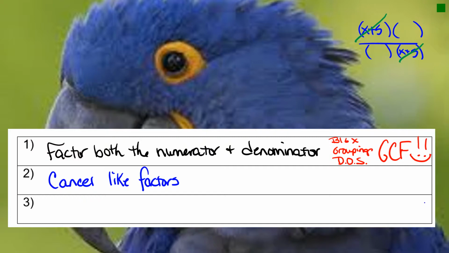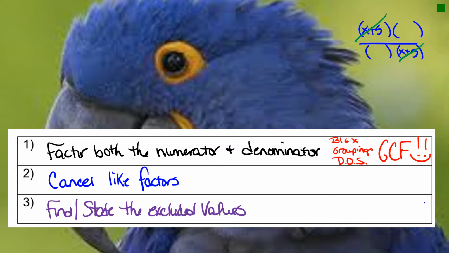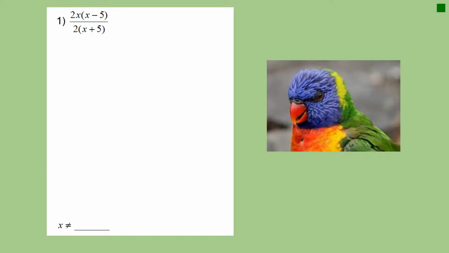Then the last step, the one you're going to hate, you have to find and state the excluded values. To do that, you set each factor in the denominator not equal to 0, and you solve for x. So you find the values for x that cannot work, and we'll talk about that when we look at some problems. If you need to pause to finish copying that, pause, otherwise I'm moving on. Okay, what are we going to do now?